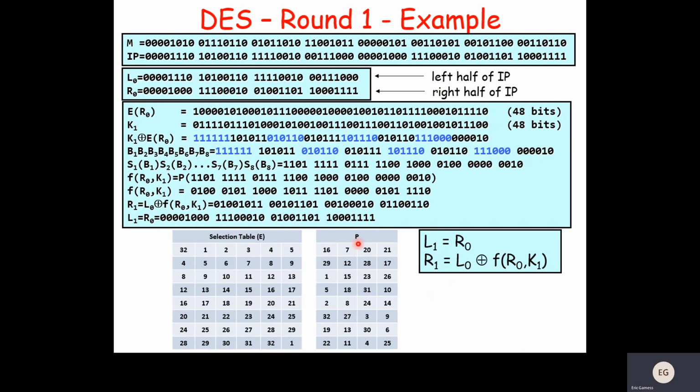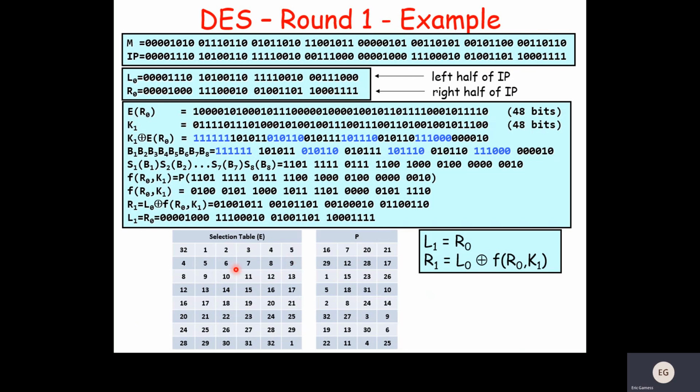Now I need R1. So I need first to apply the f function. There are 4 steps to apply the f function. So let's see the steps. First, I take R0, which is this guy, and I apply the extension table. So it will bring it from 32 bits to 48. So look, by applying the extension table, I get this result.